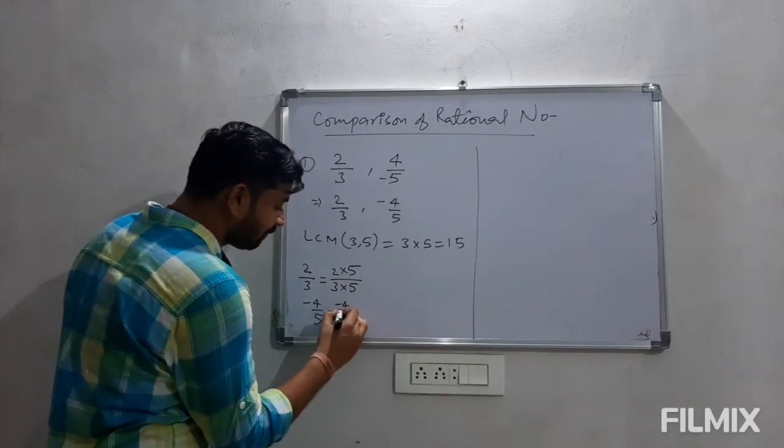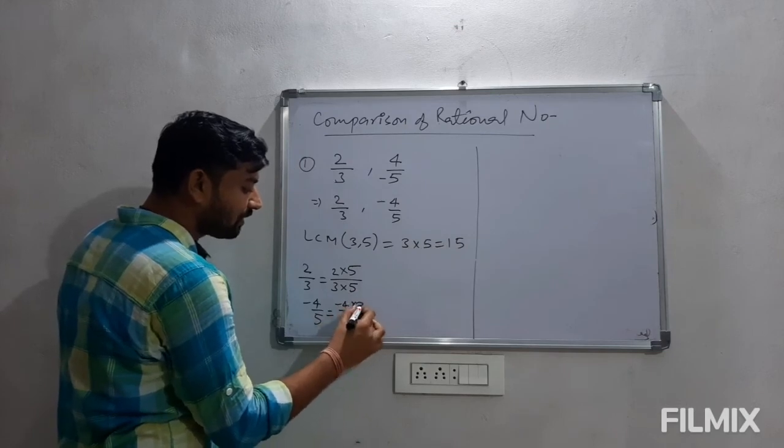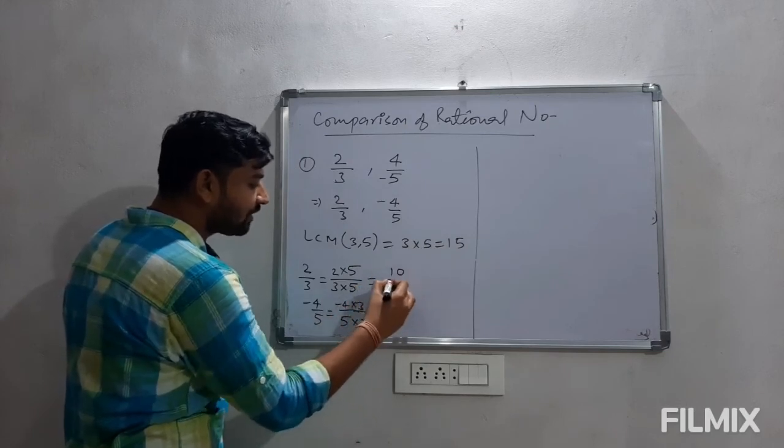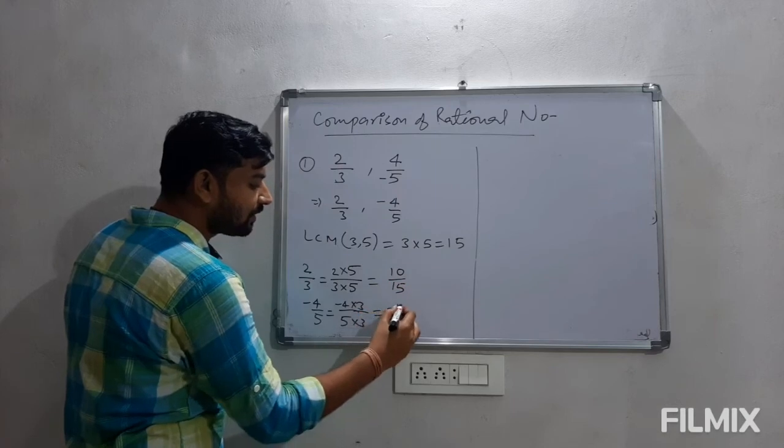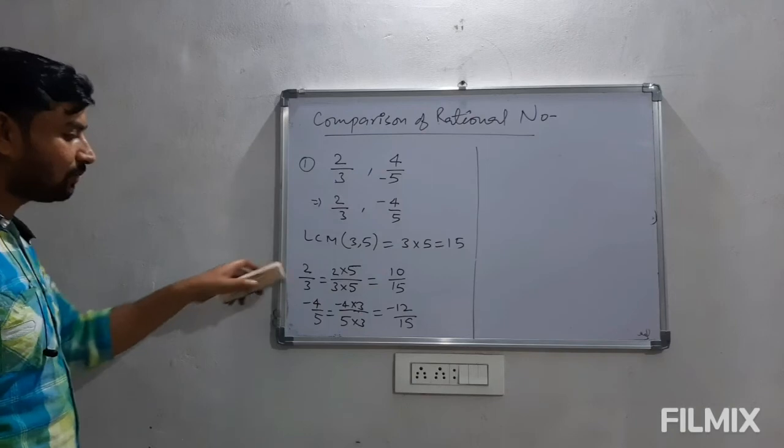So here again, if we divide 15 by 5, we get 3. So we have to multiply by 3 here. So what we are getting is 10 upon 15, and here we are getting minus 12 upon 15. So these are the equivalents of these two numbers.